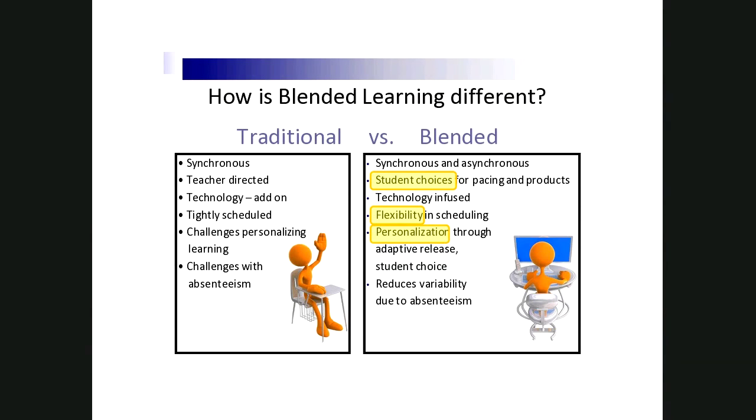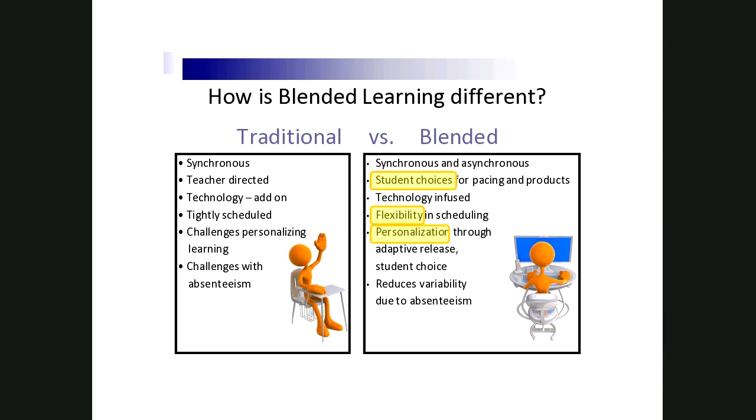So when we start off with our Macomb 2020 participants, we usually talk about what is blended learning. And I realize that this presentation isn't necessarily about what is blended learning, but this does show you some of the things that we talk about when we get our cohort together. We talk about synchronous and asynchronous learning. We talk about the fact that student choices and flexibility and personalization make blended learning different than an entirely face-to-face environment that a traditional classroom has.